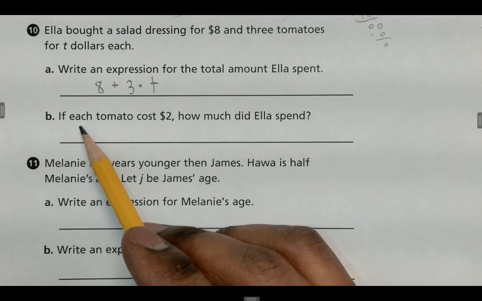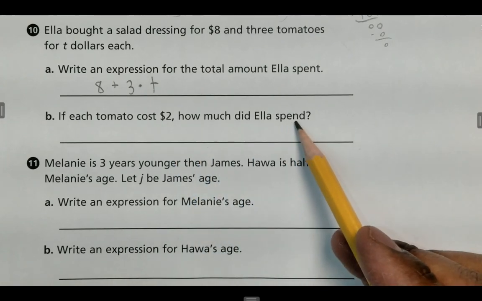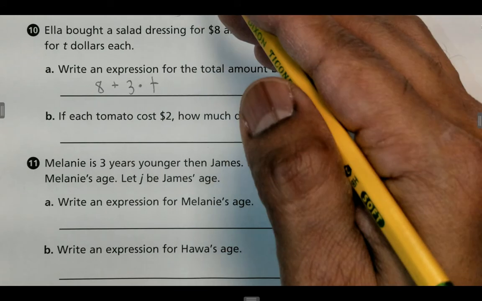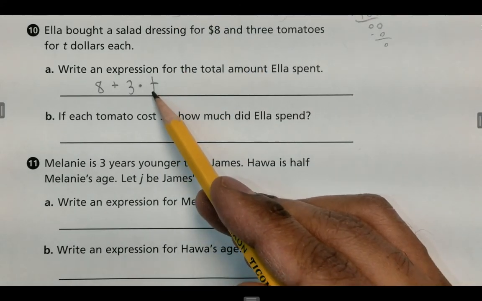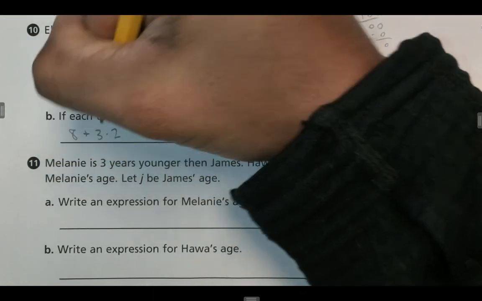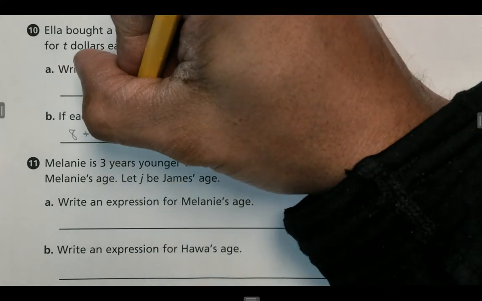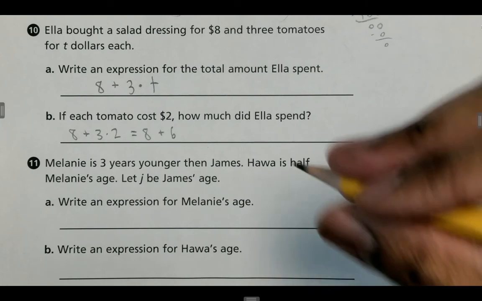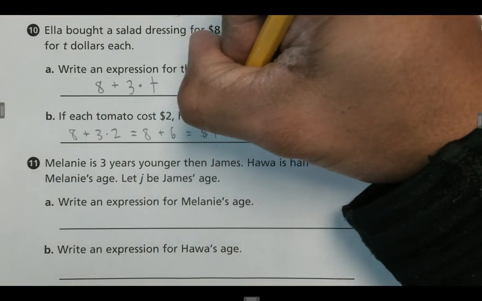Now let's evaluate it. If each tomato cost $2, how much did Ella spend? Okay, now this is looking very much like what we have done above. Let's substitute the value of 2 for the variable T. 8 plus 3 times 2. Here we're going to multiply first. 3 times 2 is 6. Now we're adding in the 8, the cost of the salad dressing, get a total of $14.